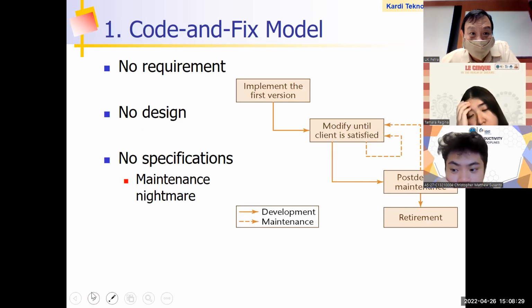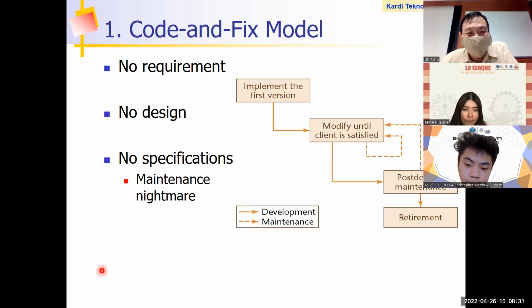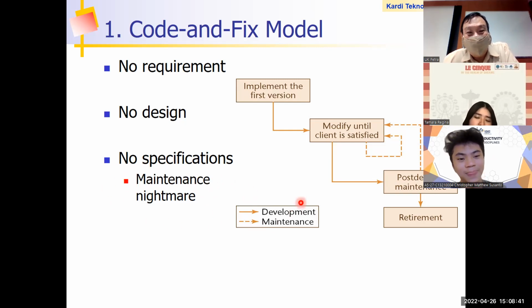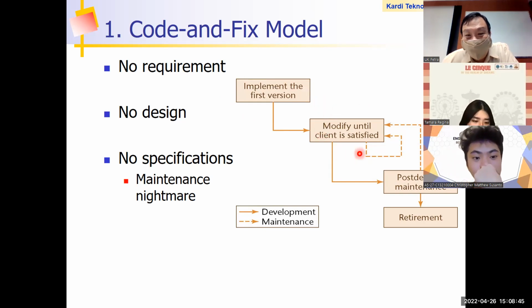This is what you are doing. This is a student version. There is no requirement, no design, no specification. So this is a maintenance nightmare. You get the first version, and then you modify until the client is satisfied. So basically, you are always modifying. That means post-delivery maintenance, until the client is satisfied, and then when you cannot do it anymore, you retire.